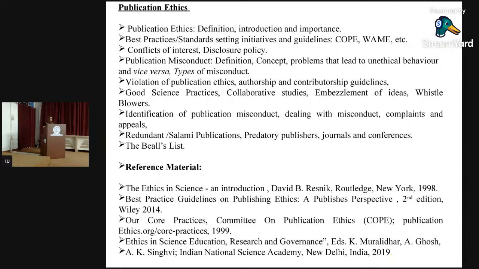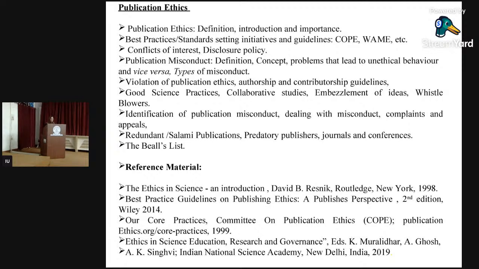So we'll be dealing with responsible conduct of research, and so firstly we need to know what is responsible conduct of research. Why do we need to conduct our research responsibly? What will happen if we are not conducting our research responsibly? What are the repercussions that we are going to face, right?